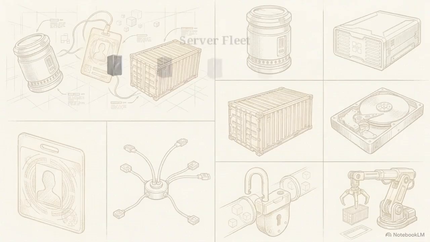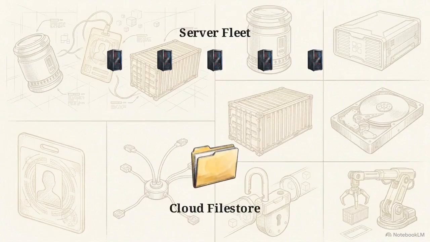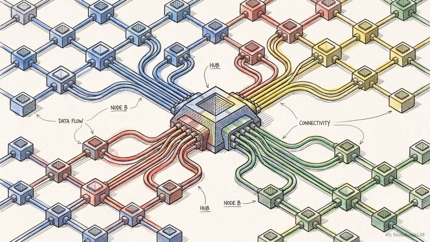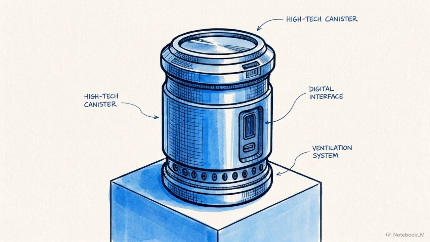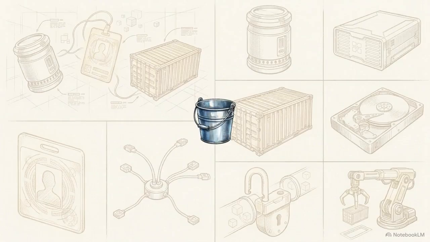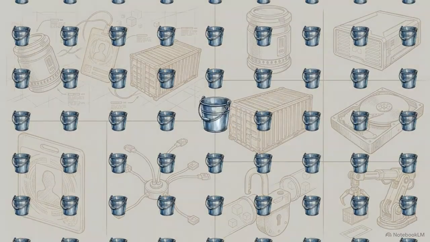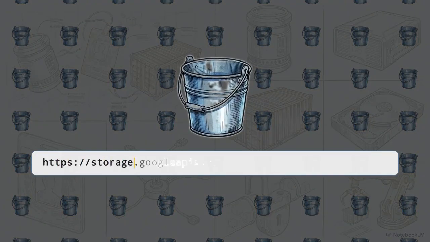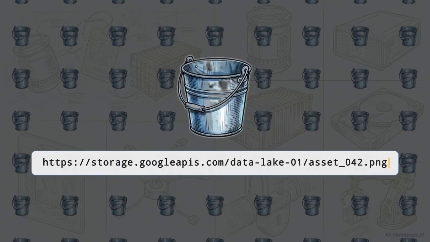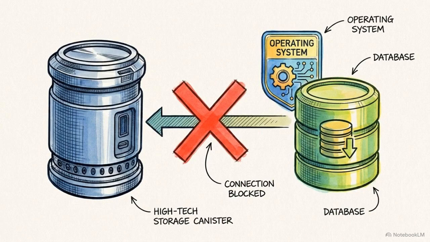If you have a fleet of web servers that all need to read the same asset simultaneously, you use Cloud Filestore. It provides a shared file system built for high-performance, multi-instance access over a network. Then there is cloud storage. This is object storage, which organizes unstructured data into infinitely scalable buckets, where each individual file is uniquely addressable by a URL. Object storage lacks a true file system structure. Because of this, you cannot run operating systems or databases from a cloud storage bucket.